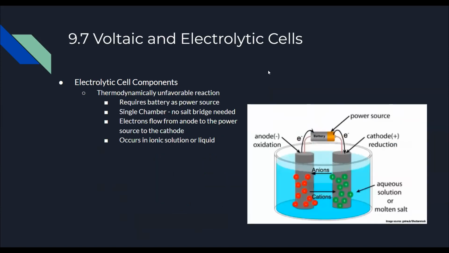Electrolytic cell components. Electrolytic cells are thermodynamically unfavorable, and so they require a battery as a power source. These are single chambers, so you don't need a salt bridge, and the electrons flow from the anode to the power source to the cathode. And this occurs in an ionic solution or a liquid.